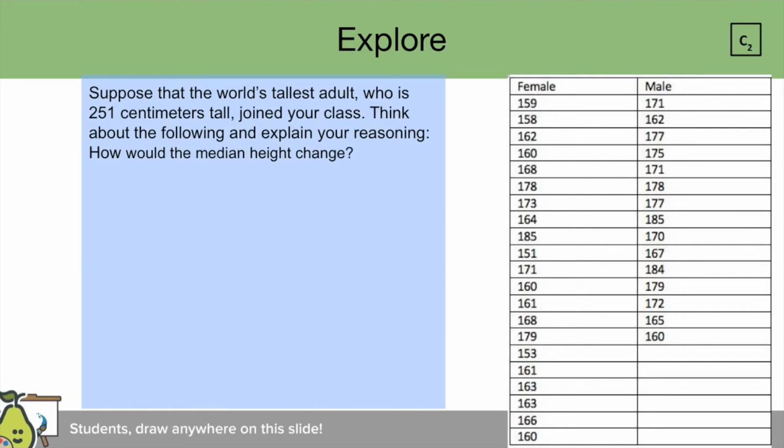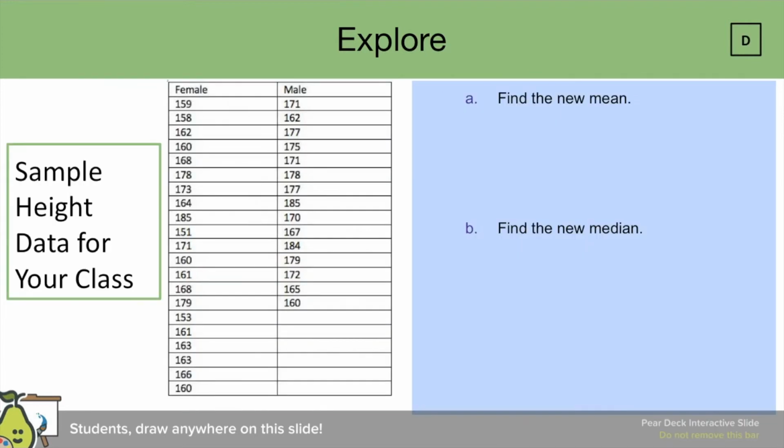For slide C2, given the same situation, how would the median height change? Students should be able to articulate that the median will not be greatly affected due to the addition of the world's tallest adult. For slide D, they are going to find the new mean and the new median given the height of the world's tallest adult of 251 centimeters.